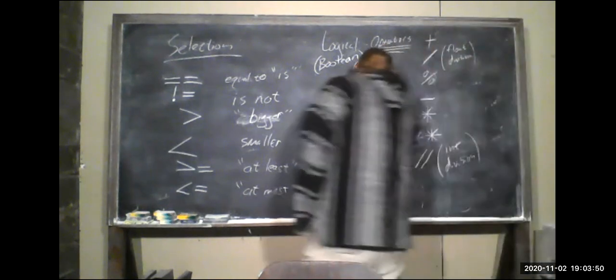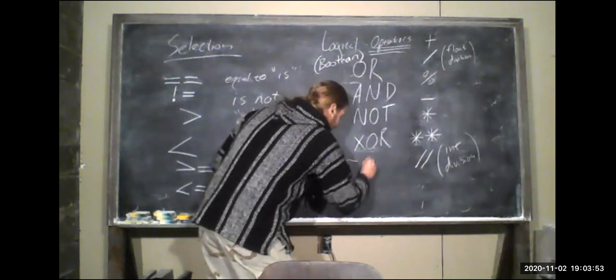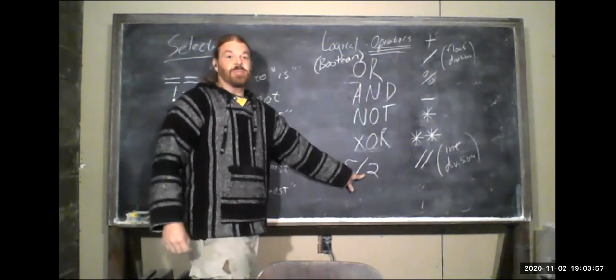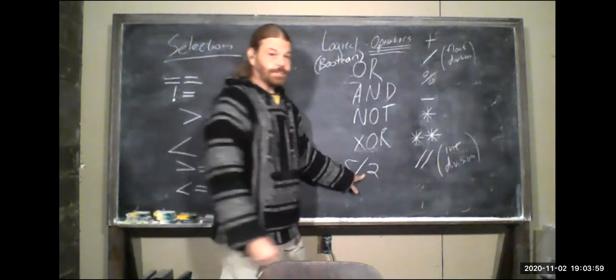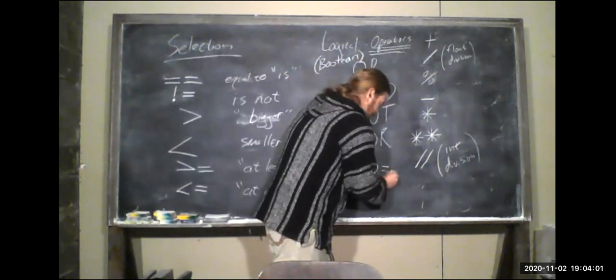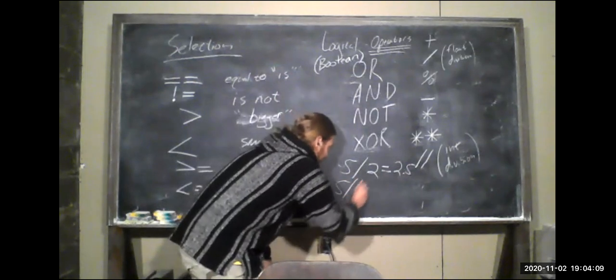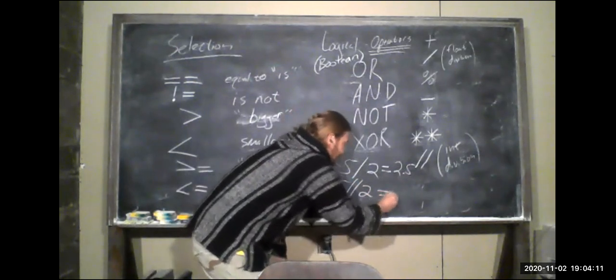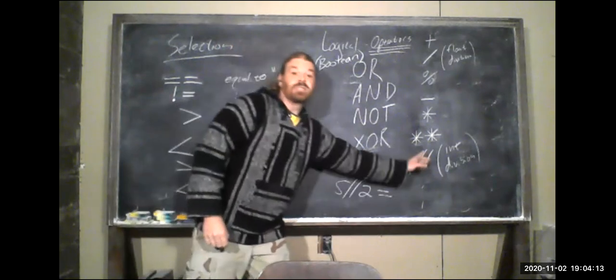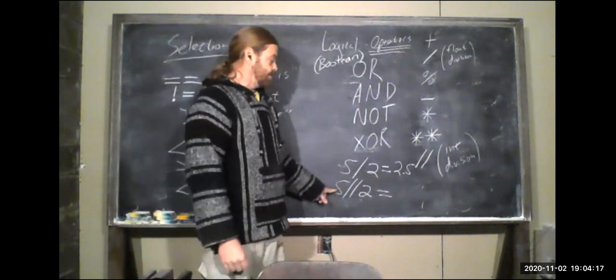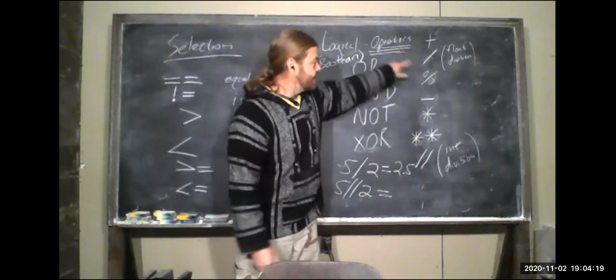So like 5 floating point division divided by 2, what is our answer going to be there? 2.5. Yep. And 5 integer division 2, the integer division just cuts off the decimal part. It only keeps the integer. So really integer division goes with modulus.